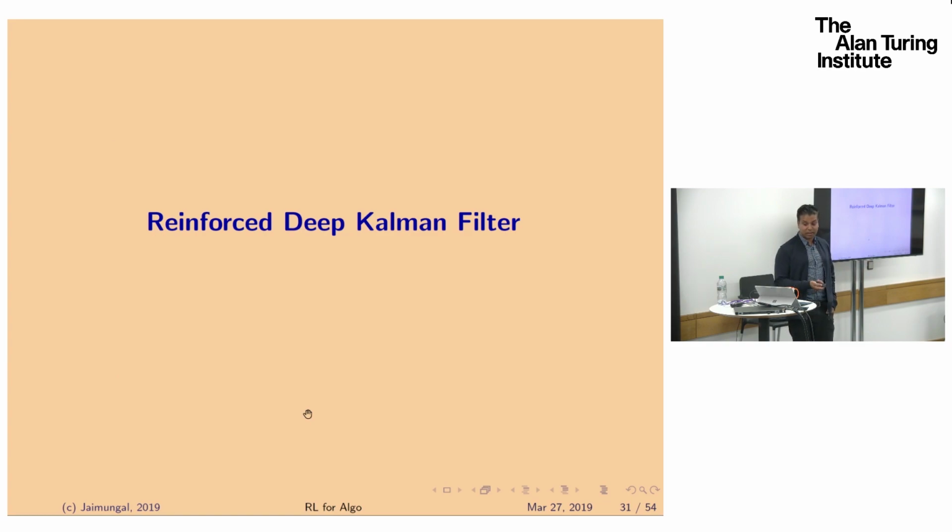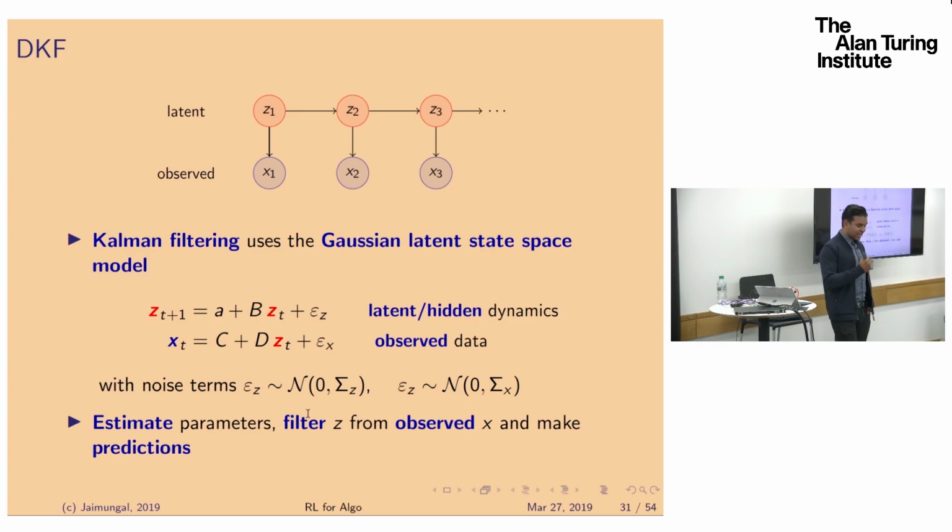Okay, reinforced Deep Kalman filter. So this is a related but different way of approaching reinforcement learning. In order to understand this model and this setup, I need to remind some of you about what Kalman filters are. So Kalman filtering works as follows. There's an underlying hidden state of the world. Let's call that Z. Z1 goes to Z2, goes to Z3. You do not observe this.